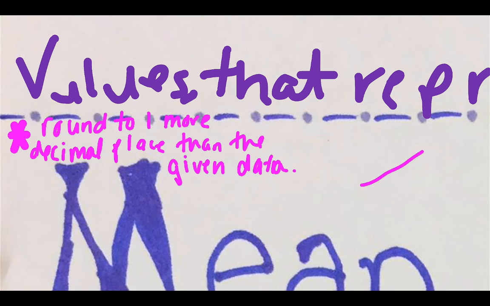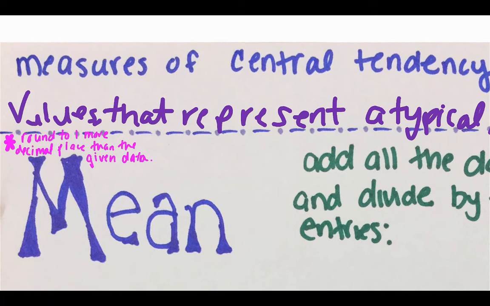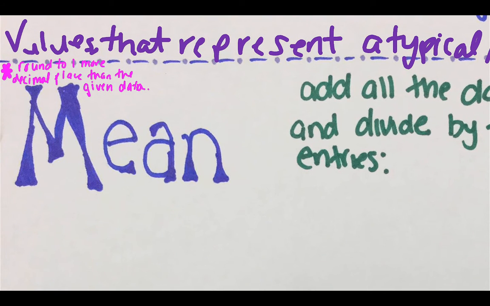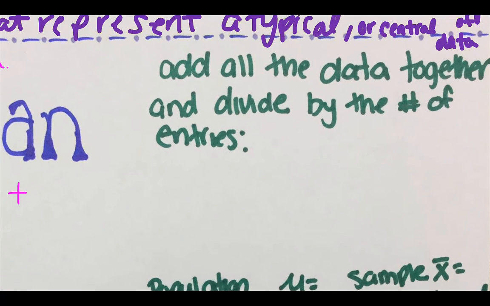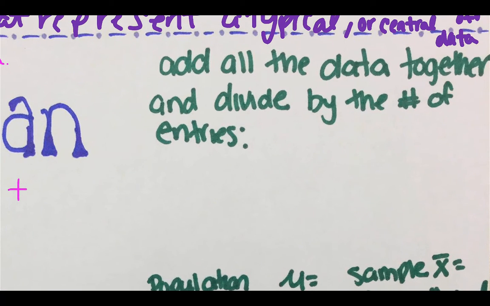So mean, this is the first word. That is our main, and it is our most prominent measure of central tendency. When you see mean, I want you to think of adding, because the mean is the one where we need to add them all together. And so our definition for that is featured over here. So add all of the data together and divide by the number of entries.